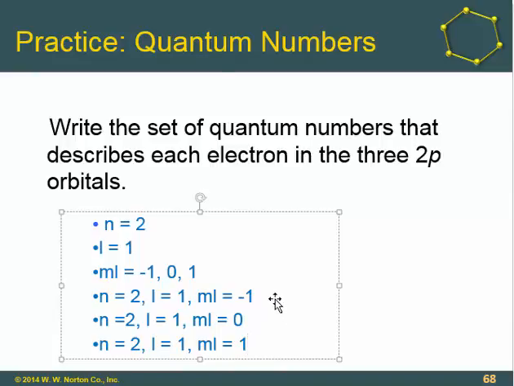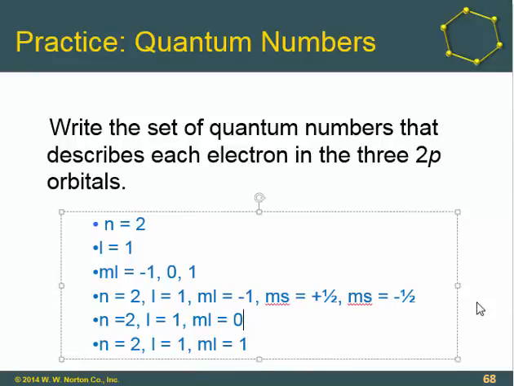Now, we want to remember that 2 electrons can fit in each orbital. So, since we're looking at each electron in these orbitals that can exist, each orbital, ML equals -1, ML equals 0, and ML equals 1, each of these orbitals can accept 2 electrons. But one has to be spin up and one has to be spin down. So if we look in this first orbital, one electron can be spin up and the other one can be spin down.